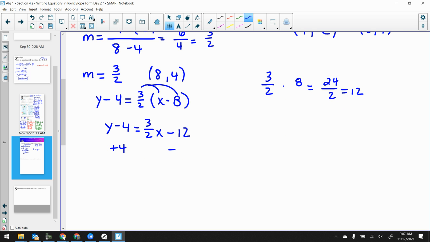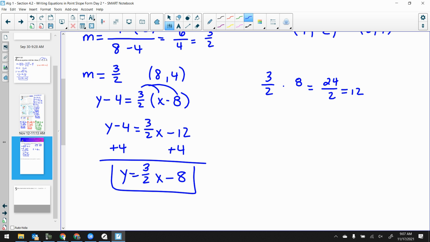Add 4 to both sides. 3 halves x minus 8. You simplify later, as long as it's the final answer. Now, I boxed that answer. What should I really change it into? f of x. I should really change it into f of x is equal to 3 halves x minus 8.